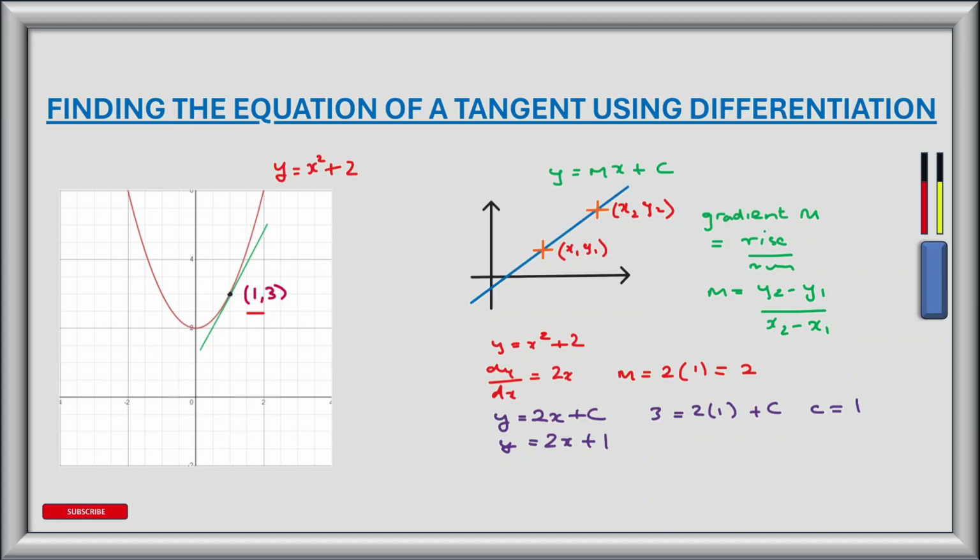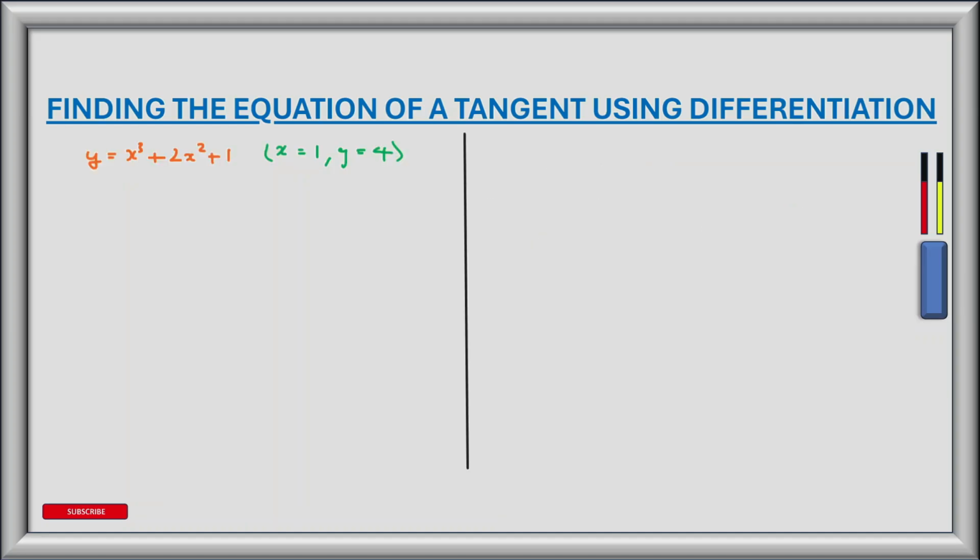And this now gives us the equation of the tangent to the curve of y is equal to x squared plus 2 at the point 1, 3. So now let's take a look at another example. Let's find the equation of the tangent to the curve of y is equal to x cubed plus 2x squared plus 1 at coordinates x equals 1 and y is equal to 4.